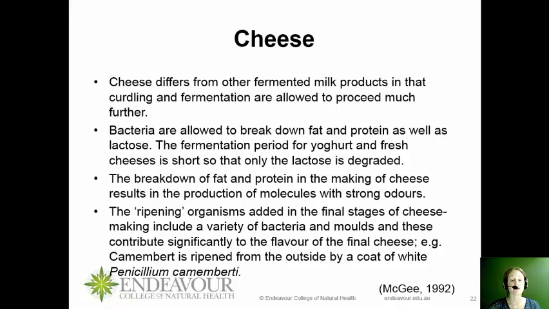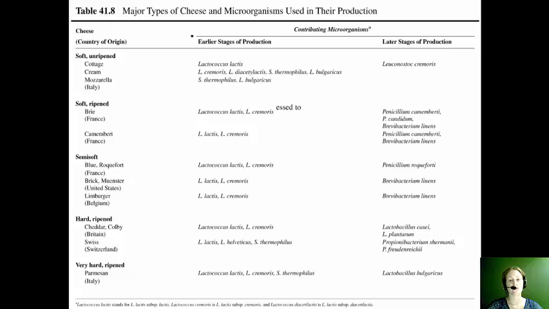Cheese, you just ferment for much longer, so the bacteria are not only breaking down the sugars but also the fat and protein. And then once they've done that, you get specific odors, you're looking for specific odors, and then in ripening you add different bacteria and molds to give flavor more than anything. So this is an example of the early stage production and then the later stage production of microorganisms with cheese.